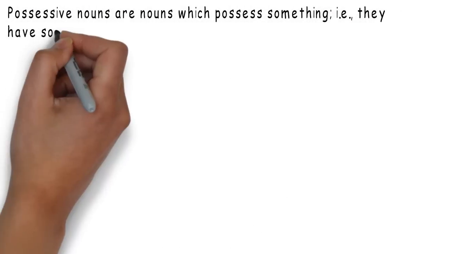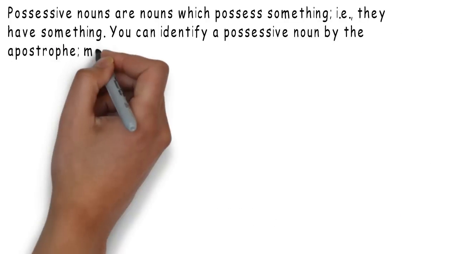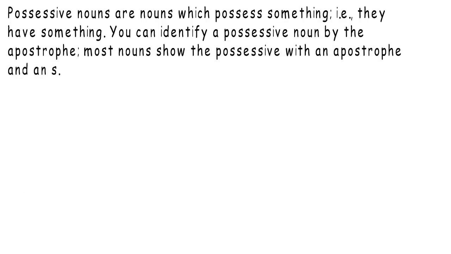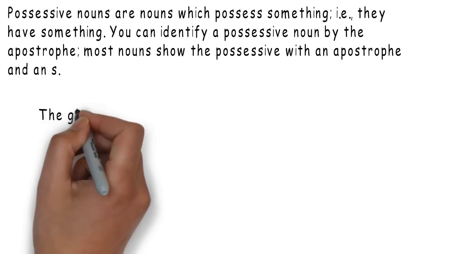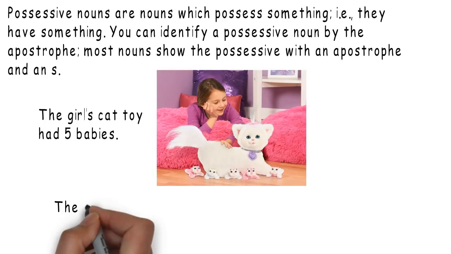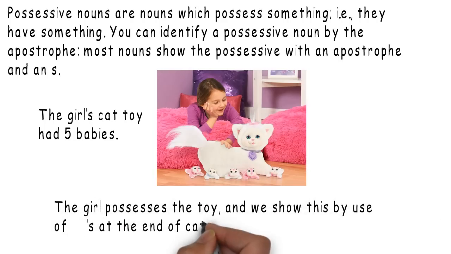Possessive nouns are nouns which possess something. They have something. You can identify a possessive noun by the apostrophe. Most nouns show the possessive with an apostrophe and an S. The girl's cat toy had 5 babies. The girl possesses the toy, and we show this by the use of apostrophe S at the end of girl.